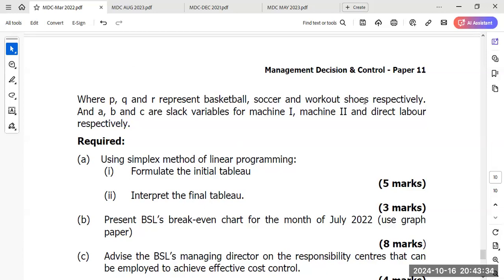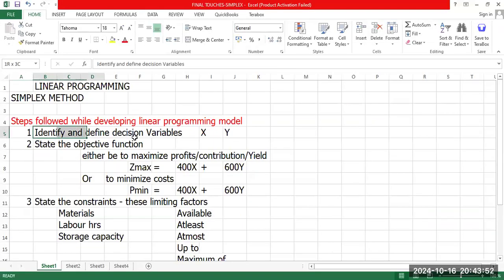What does that one mean? It means that they have helped you to identify and actually to define the decision variable. Remember your step one, identify the decision variables. Here, the examiner has helped you. You have these variables and all these variables are defined. Don't start now bringing in your X and Y, Z. No, use the unknown that is indicated in the question.